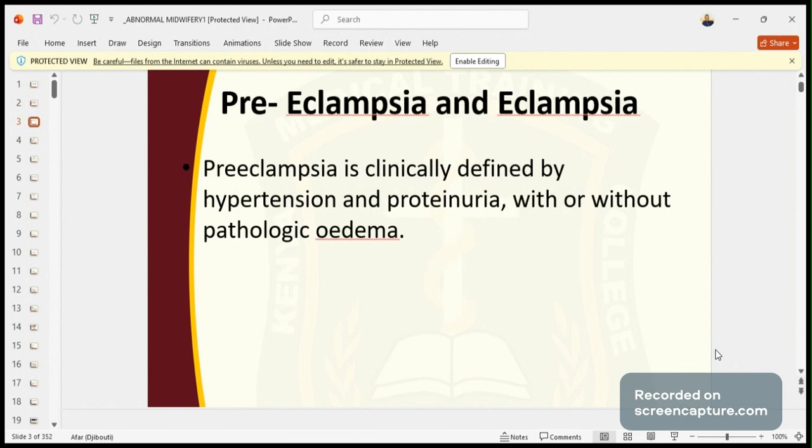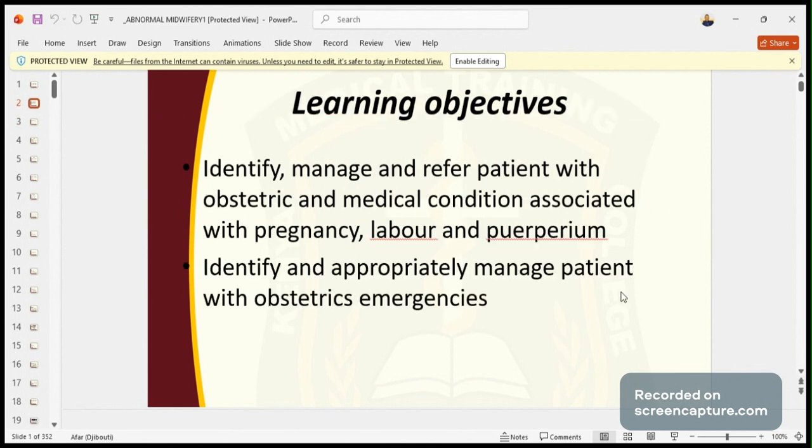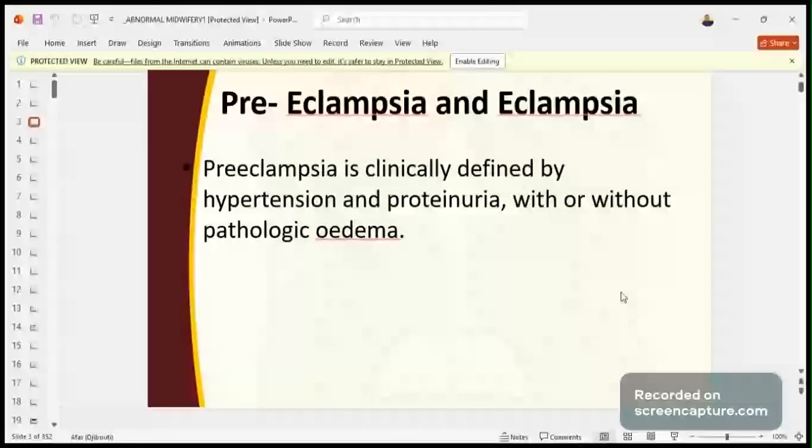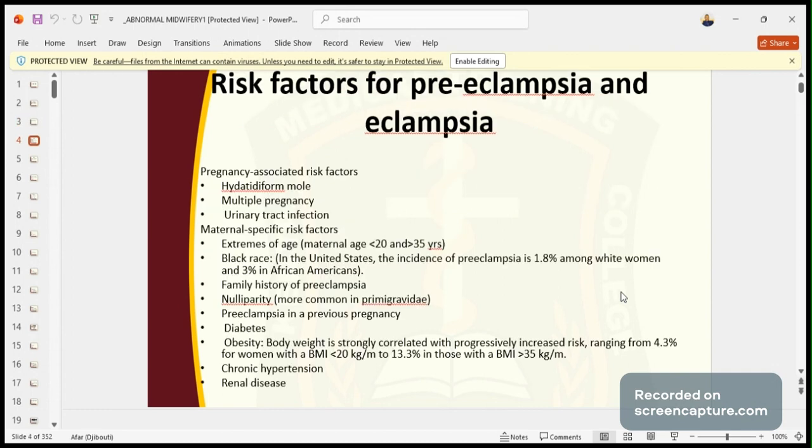Okay, so we have conditions such as preeclampsia and eclampsia, and there are many other conditions which you're also supposed to know, and we're going to check into them. So, let's start with preeclampsia and eclampsia. Okay, preeclampsia comes before eclampsia, and preeclampsia is clinically defined by hypertension and proteinuria with or without pathologic edema. So let us check on the risk factors for preeclampsia and eclampsia.